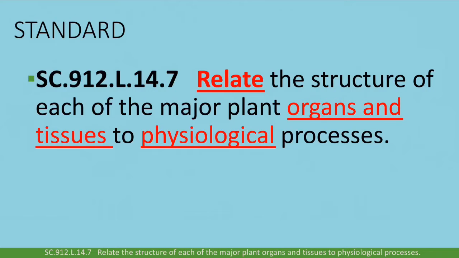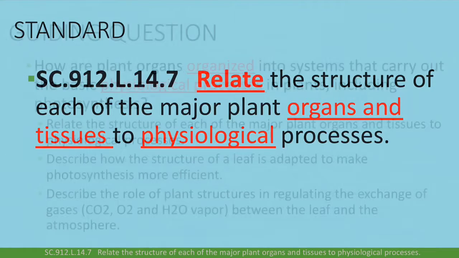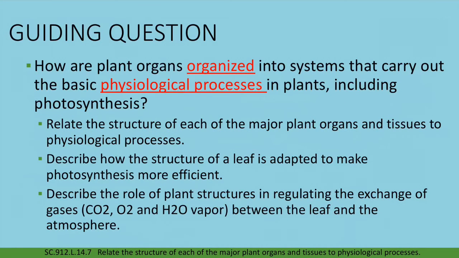So the standard for today's lesson is going to be relating the structure of each of the major plant organs and tissues to the physiological processes that they carry out. Main guiding question for today, I'm not going to read the whole slide. You guys know how to read. So how are plant organs organized into systems that carry out the basic physiological processes in plants? And one of the main physiological processes is photosynthesis. So how do you guys think this is done?